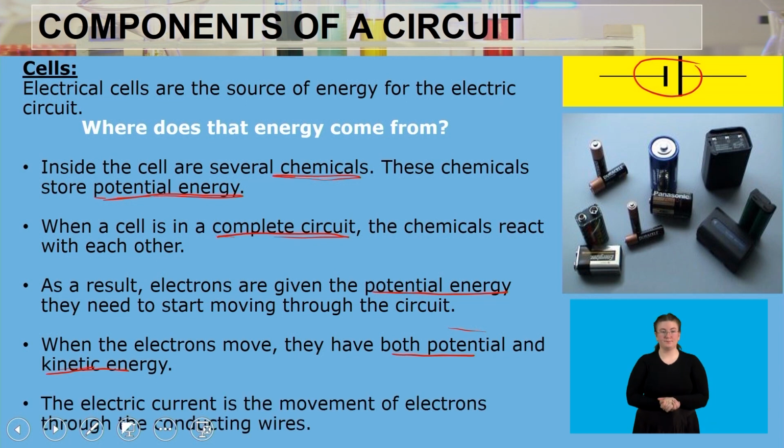So the electric current is the movement of electrons through the conducting wires. When someone asks you what an electrical current is, you're going to tell them that an electrical current is the movement of electrons through the conducting wires. Remember, conducting wires could be any wire that allows the current to pass through it. Wires have different conductivity, and we're going to be looking at those now.